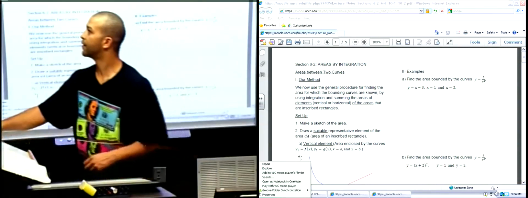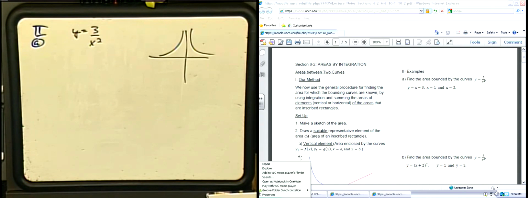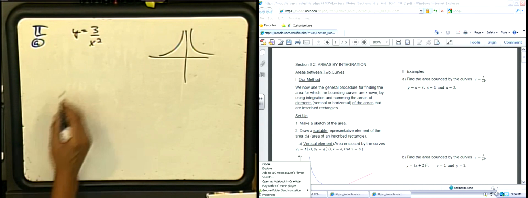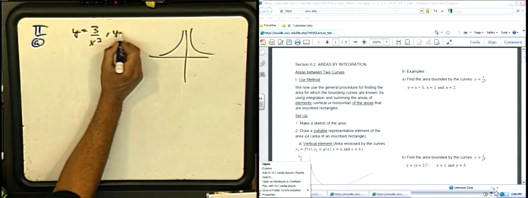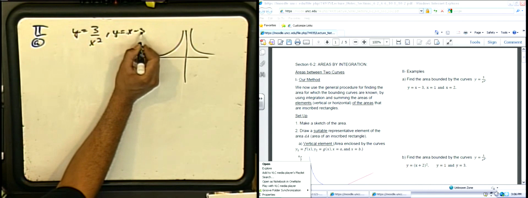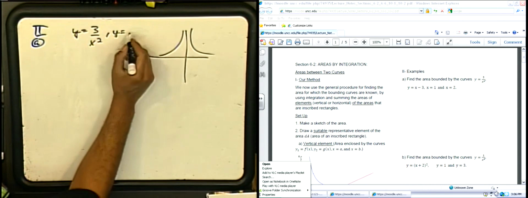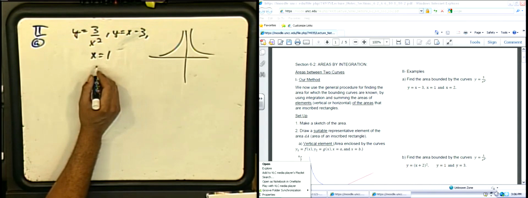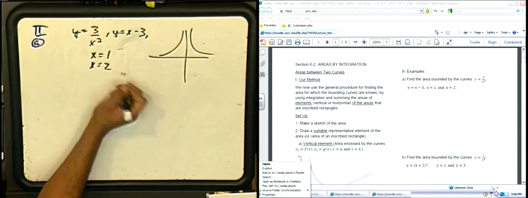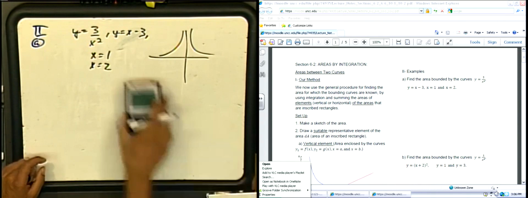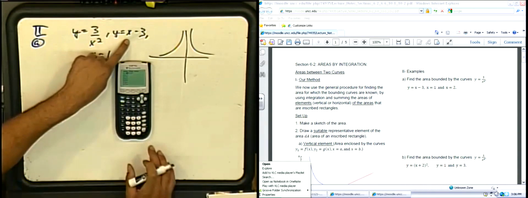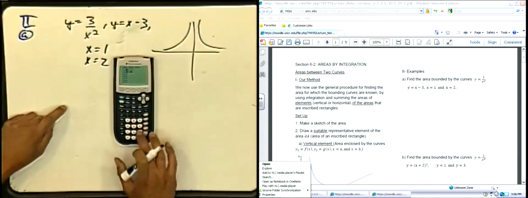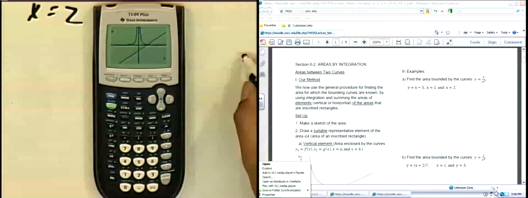Okay. You get something like that. I forgot to write this: y equals x minus 3. And these are our boundaries. x equals 1 is a boundary, x equals 2 is a boundary. Graph that, I forgot to graph this one, x minus 3. And that comes in like this.